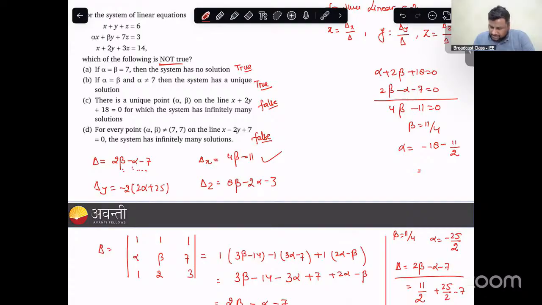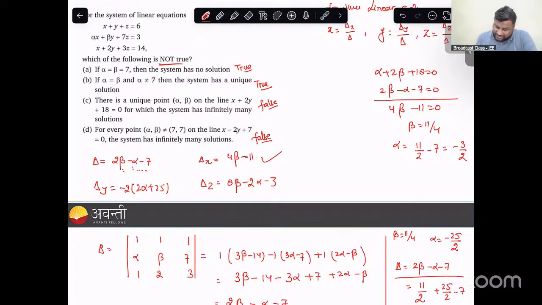Beta is 11 by 4. Put the value of beta. We get alpha is 11 by 2 minus 7, so minus 3 by 2. Correct? Alpha is minus 3 by 2.